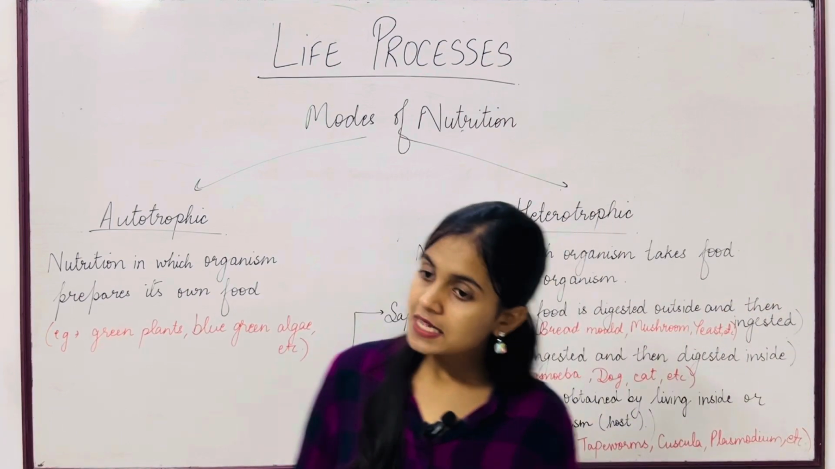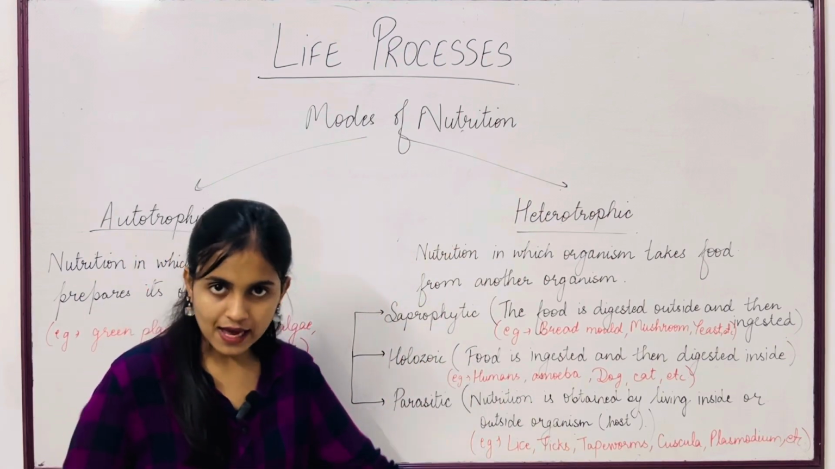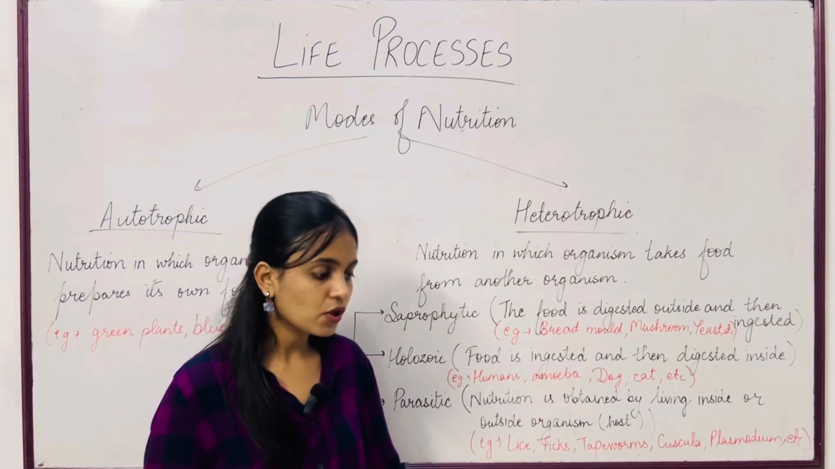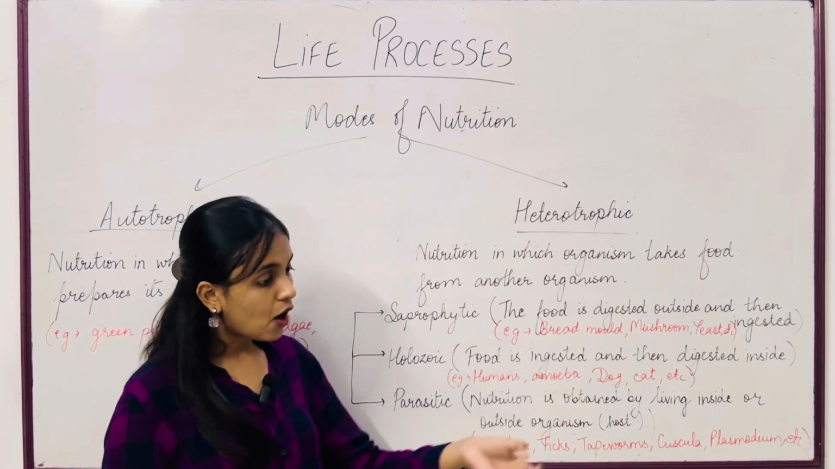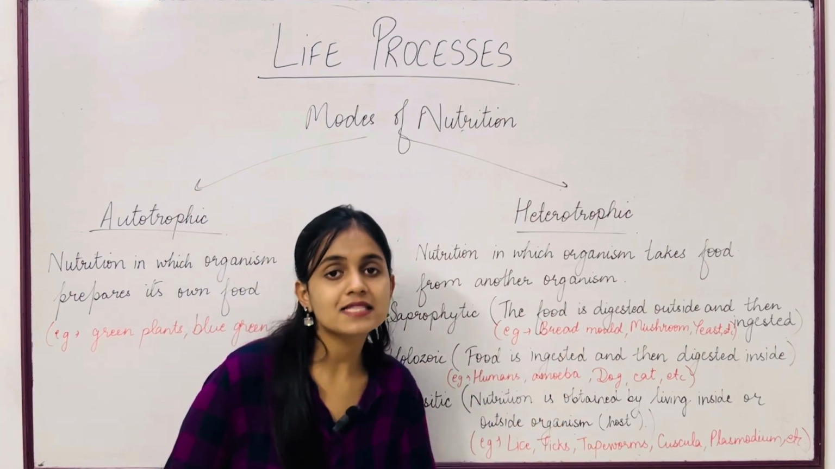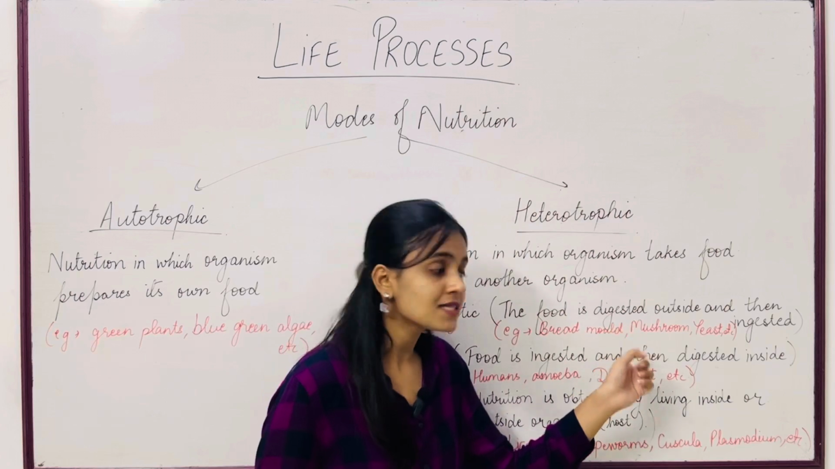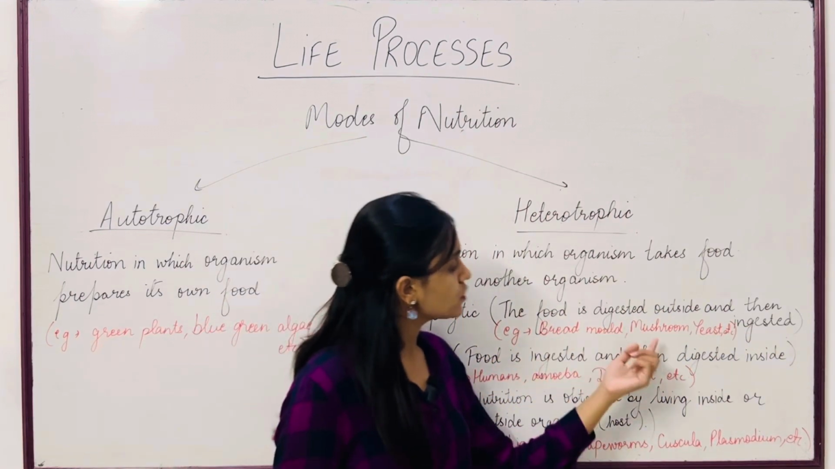Saprophytic nutrition is where the food is digested outside, meaning there is an organism, we secrete digestive enzymes on that organism. The organism is digested outside the body, and now that digested organism is ingested by us. Meaning first of all the digestion takes place, then ingestion takes place. The examples are bread mold, mushroom, yeast.